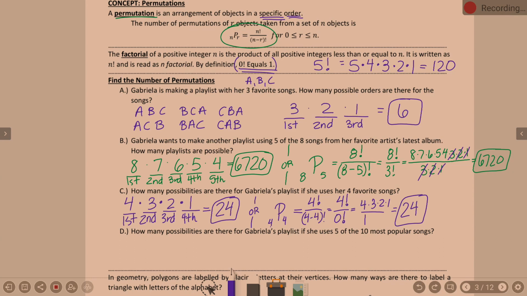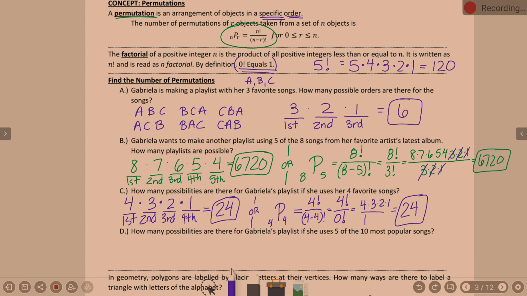Okay, one last one in this section. How many possibilities are there for Gabriella's playlist if she uses 5 of the 10 most popular songs? Equation. Okay, this mimics question B. I agree. Okay, could you set up just blanks if you want to?